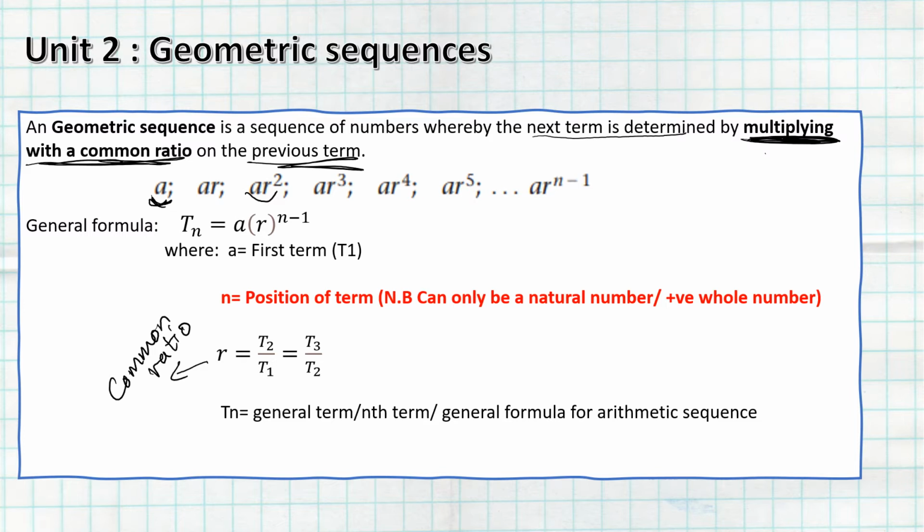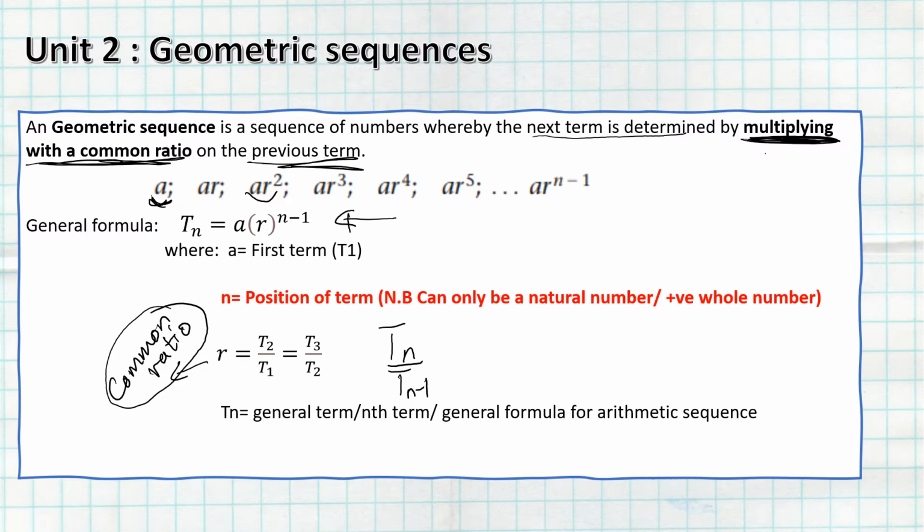So let's also talk about the general formula of a geometric sequence. The general formula says Tn is equal to a into r exponent n minus 1, right? So very different from arithmetic sequence. This one is Tn equals a into r exponent n minus 1. So you already know that r is the common ratio. And how do we get the common ratio? We get the common ratio by saying Tn over Tn minus 1. What does it mean? We are saying the following term divided by the previous term. So that's how we get the common ratio.